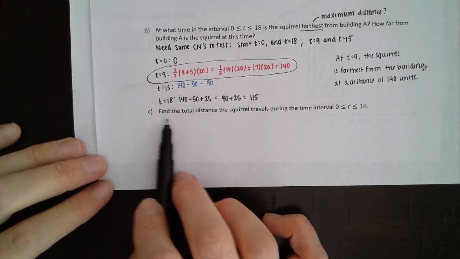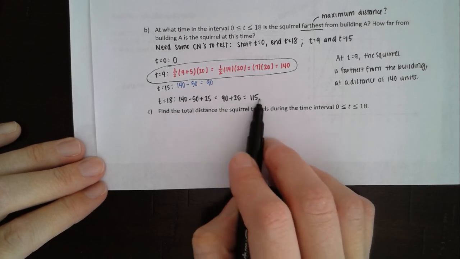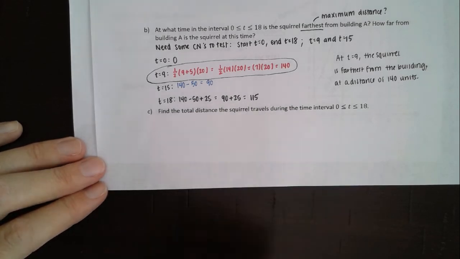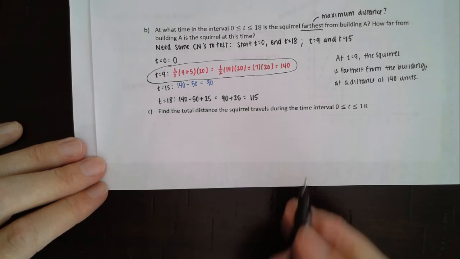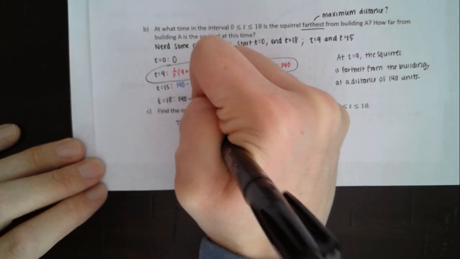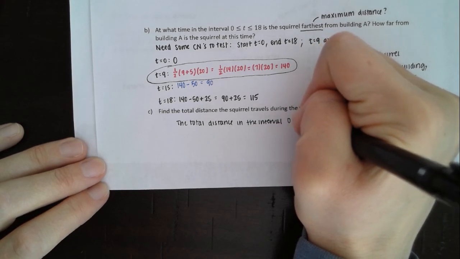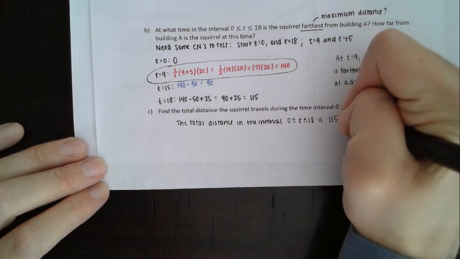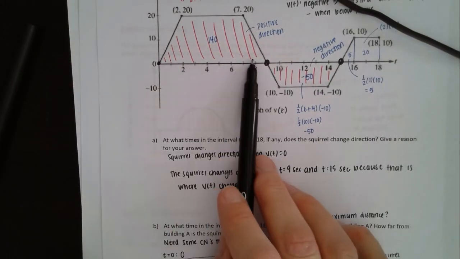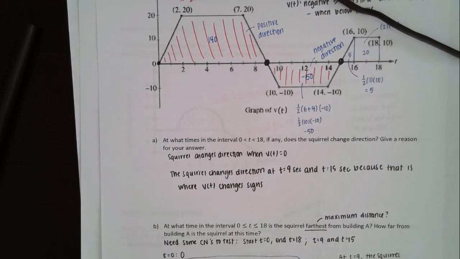Part C is asking us to find the total distance the squirrel travels during the time interval 0 to 18. Well, we already calculated that, because that's just the accumulated, or total, areas all added together, and we did that in the last part. So the total distance in the interval is 115 units. That just means that the squirrel has moved to the right 140 units, backtracked a little bit and moved to the left 50 units, but then continues moving in a positive direction 25 units.